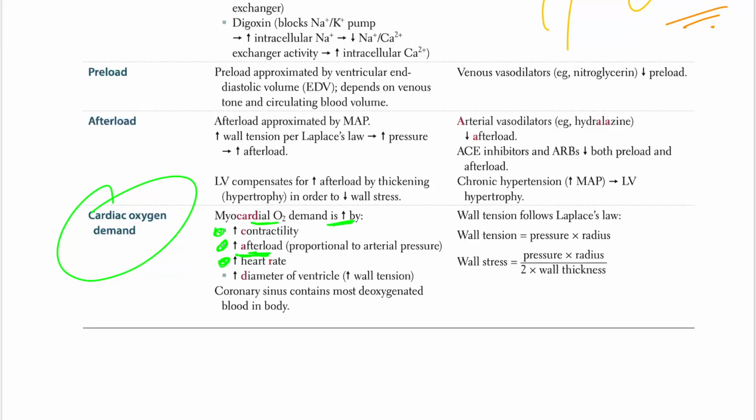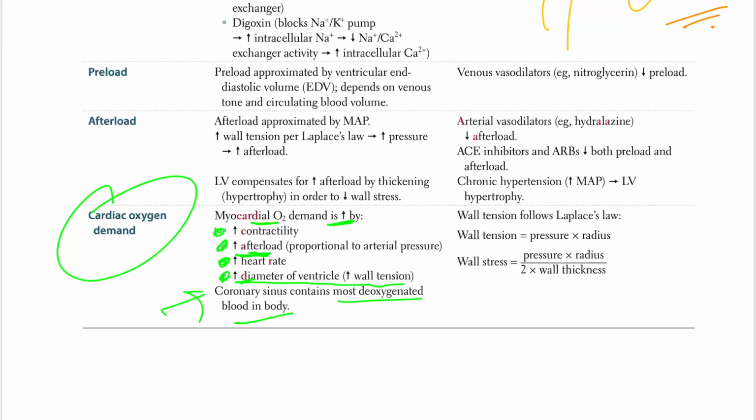Increase in heart rate, again, the heart is beating faster, it needs more O2. Increase in diameter of the ventricle. When you have an increase in diameter of the ventricle, it's going to take all of that energy to push that increased amount of fluid out of the left ventricle, causing increased O2 demand. So the coronary sinus contains the most deoxygenated blood in the body. We did talk about it in anatomy, I guess.